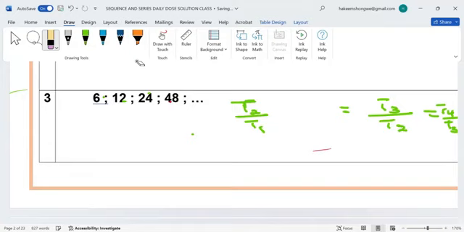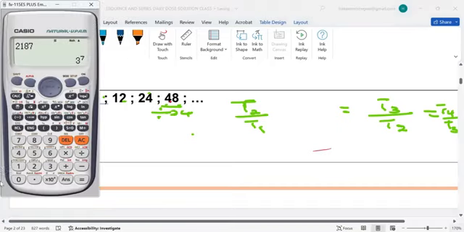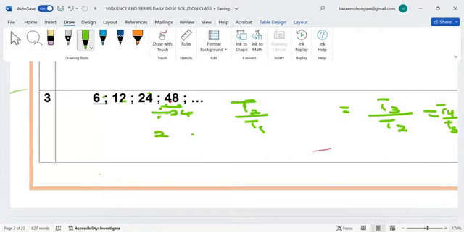Unlike before, where we were subtracting, here we're dividing. 48 divided by 24. What is 48 divided by 24? It gives us 2. So we put here, we have 2. Try this one then. Say 24 divided by 12. It's 2. And then say 12 divided by 6.